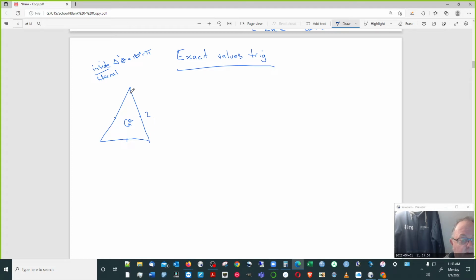So that means that each of these angles are the same, and if we divide that 180 by 3, we get 60 degrees for each of them. Okay, now this is where the next little problem starts. What about pi and all of that?